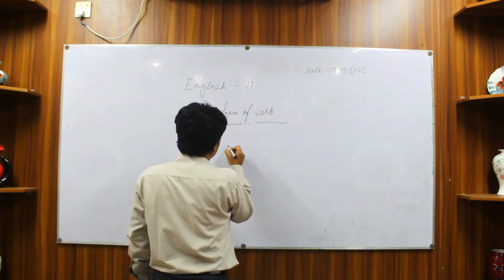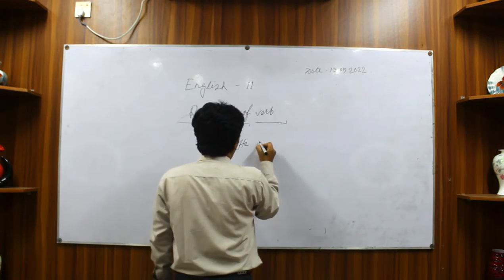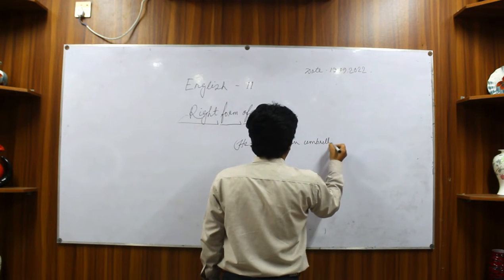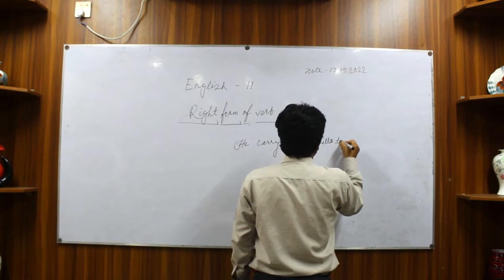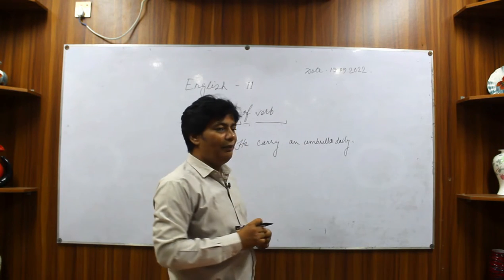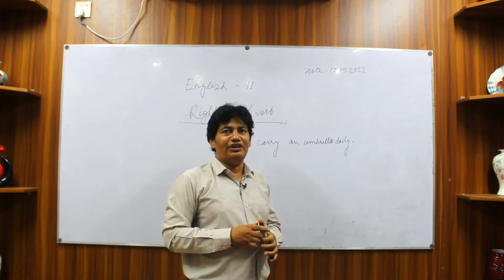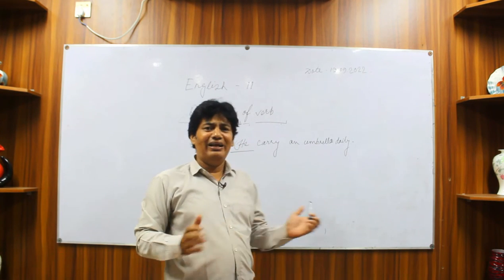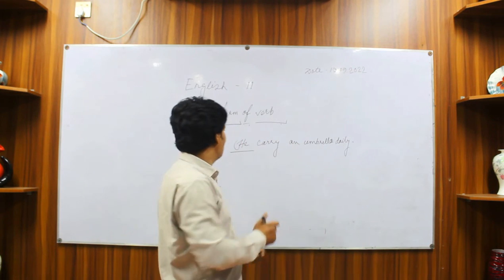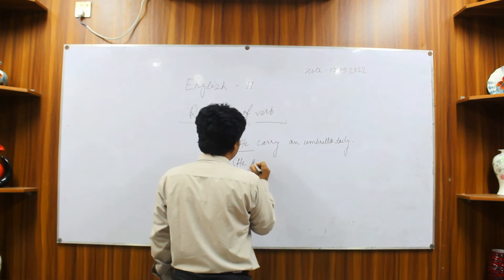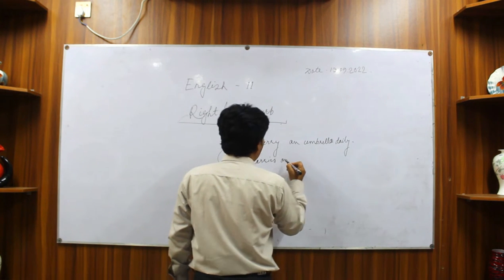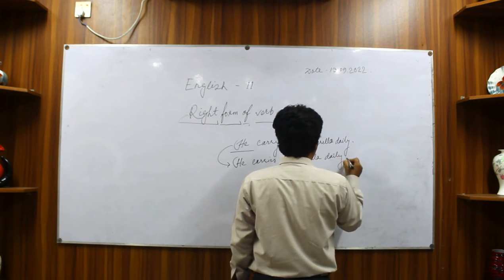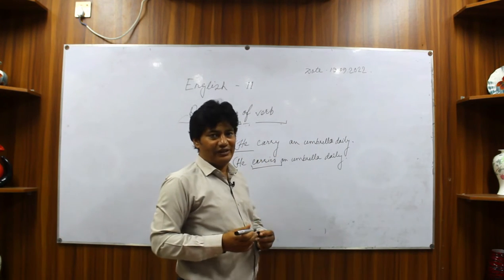Like if we write here, he carry an umbrella daily. You know, here the sentence is in present indefinite tense, and the instruction of present indefinite tense is that after the subject of the sentence, the verb takes this form. So, if we make the sentence right, then we have to write it this way: he carries an umbrella daily. So here, this is the exact and correct form of verb.